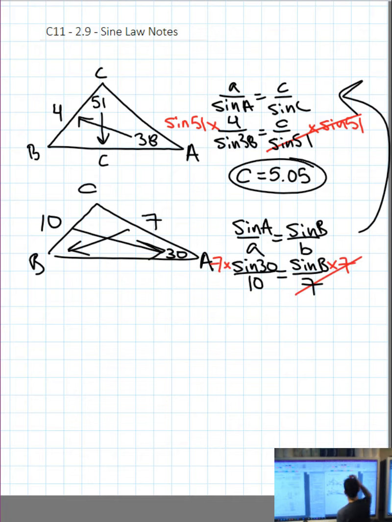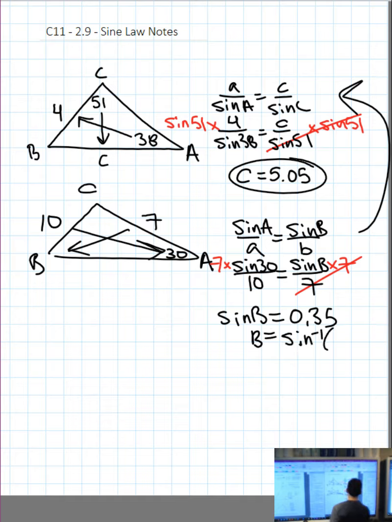7 over 7 is 1. We can cross it off. I'm going to mirror it. Sine B equals, and we can type it into the calculator, 7 times sine 30 divided by 10. Sine B equals 0.35. Now that's not B. We've got to find B. B equals sine inverse of 0.35, the inverse calculation that we learned in grade 10. And if we do that, we get an angle of 20.5 degrees.